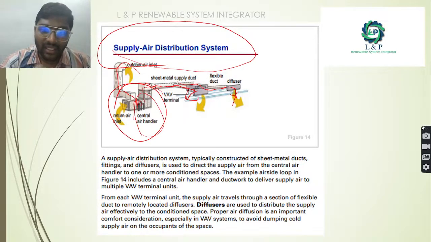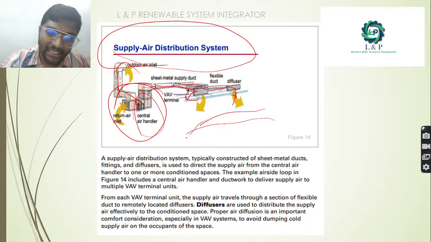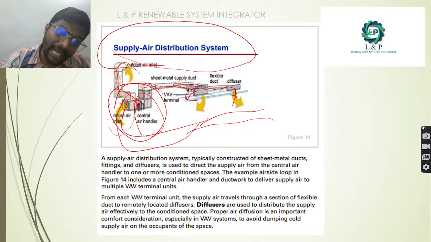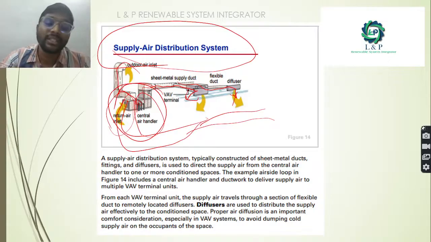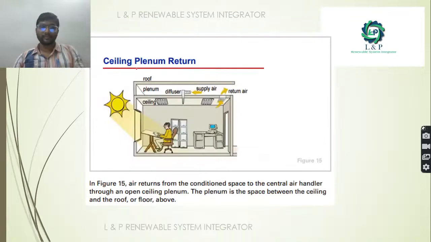As you can see here, apart from the supply duct, we also have a separate return duct, and this is the inlet of the return duct. In order to send the return air to the external environment, we might also be using exhaust fans.